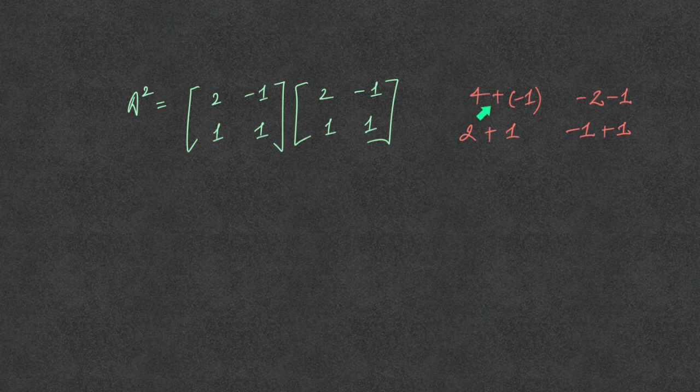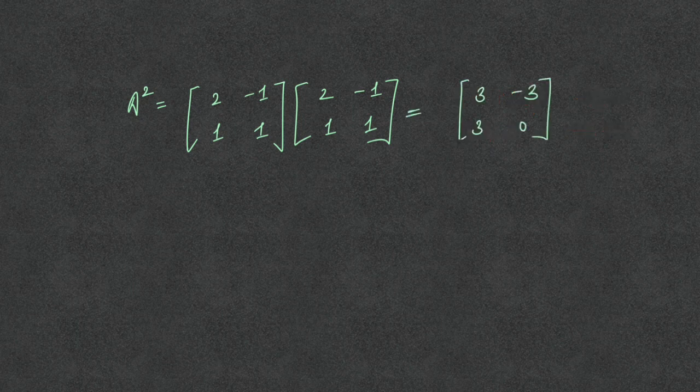So 4 minus 1 is 3, minus 2 minus 1 is minus 3, 2 plus 1 is 3, minus 1 plus 1 is 0. So on multiplying A matrix with A itself, we get 3, minus 3, 3 and 0. From here, I can take 3 common. So 3 into the matrix 1, minus 1, 1, 0.